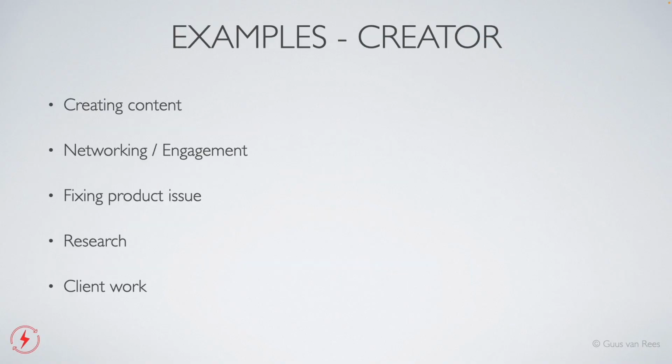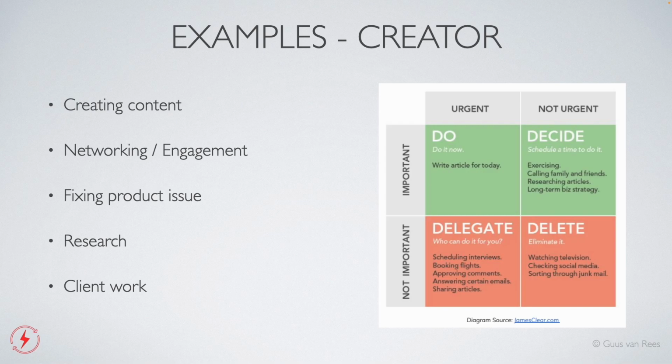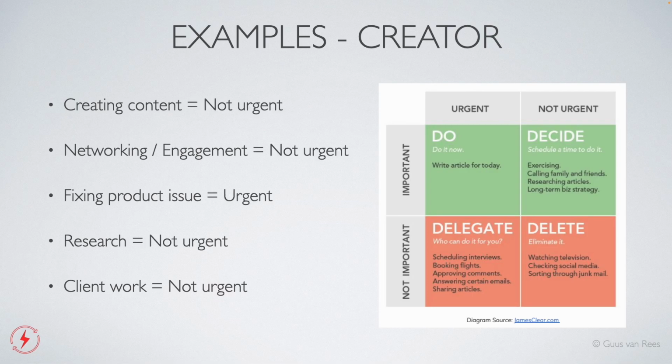Let's say that you're a creator. A couple of tasks which you might have, and funnily enough, I chose myself as the example, are creating content, networking or engaging, fixing a product issue, doing research, which can be for an article, and doing client work. So how I would go about this is first looking at the Eisenhower Matrix, defining which of these tasks are going to be urgent or not. So I've defined them like this.